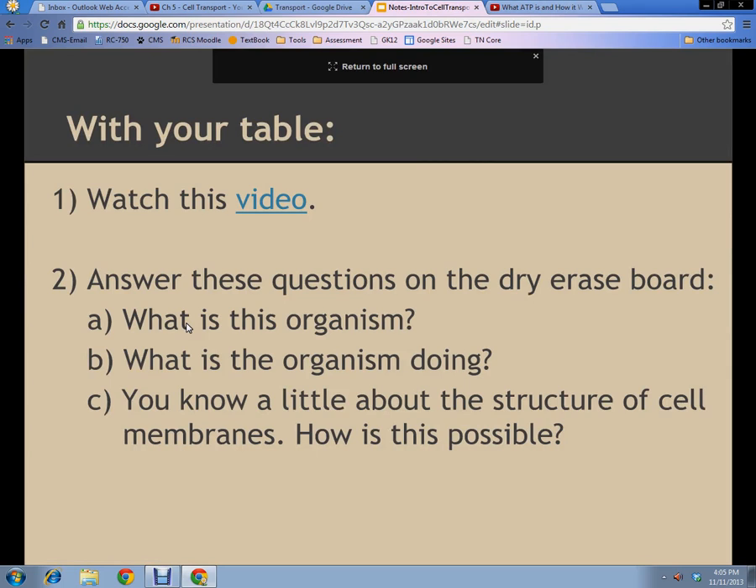This organism is an amoeba. That was the larger one that was engulfing the smaller one. The smaller one was a paramecium. Now, an amoeba is an animal-like protist that has to consume food. So that is, in fact, what it was doing. It was stretching its cell membrane and itself around the paramecium.